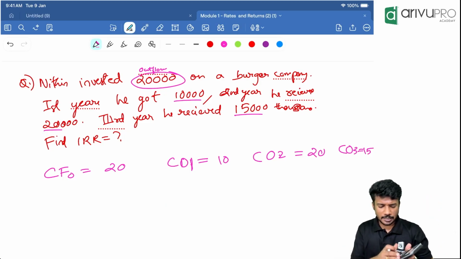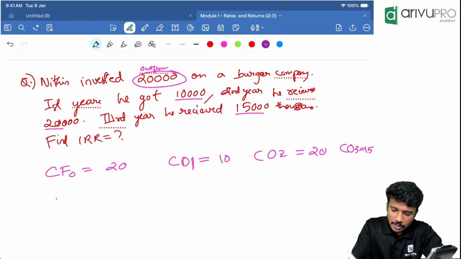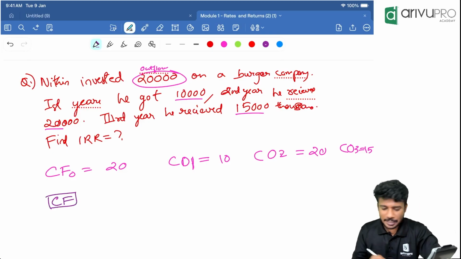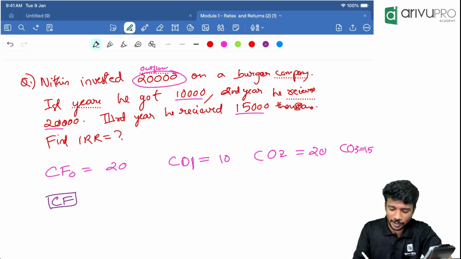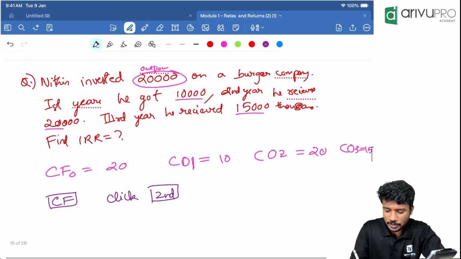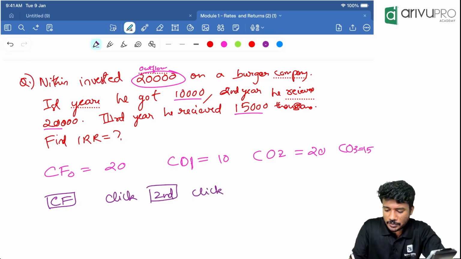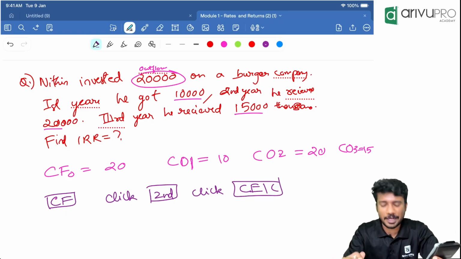Now, finally, what is the method we are going to follow? Take your calculator. On the calculator, you will click the CF button. Once you click CF, the past memory is there, so we need to clear it. How to clear? Click the second button, then click clear work, the CE/C button. That means we are clearing the memory in the calculator.